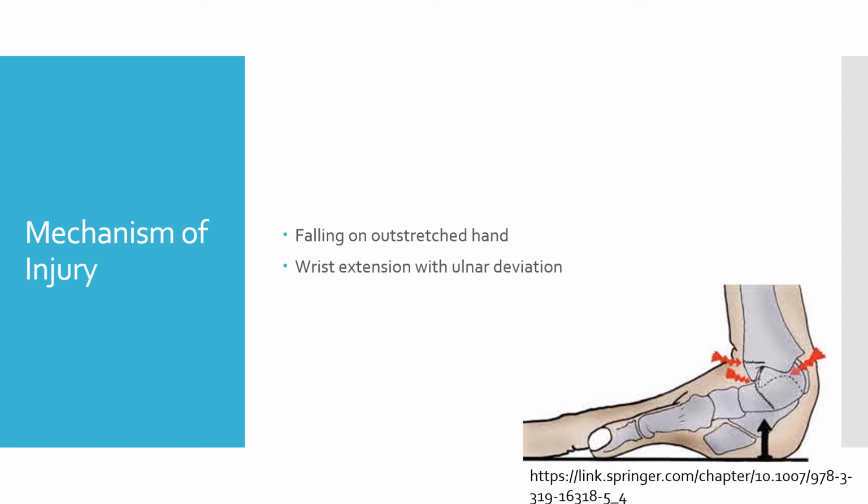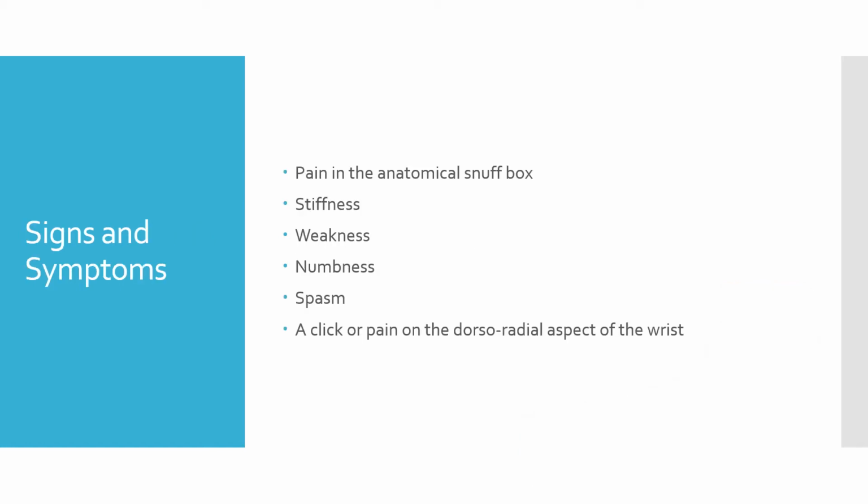Mechanism of injury would be falling on an outstretched hand or wrist extension with ulnar deviation. Signs and symptoms can be pain in the anatomical snuffbox, stiffness, weakness, numbness, spasms through the hand, or a click or pain on the dorsoradial aspect of the wrist.